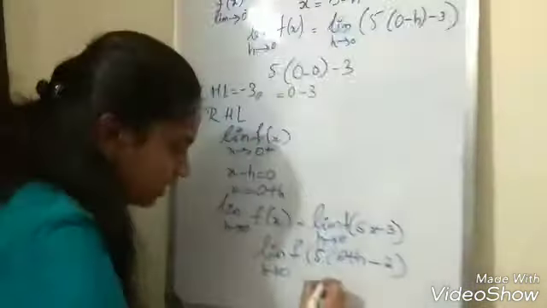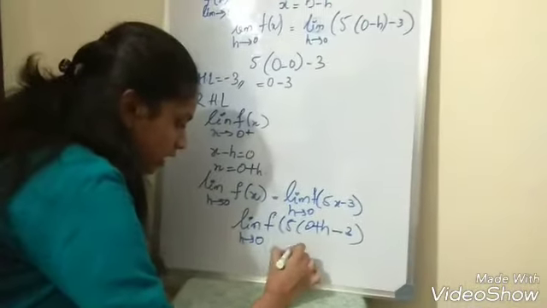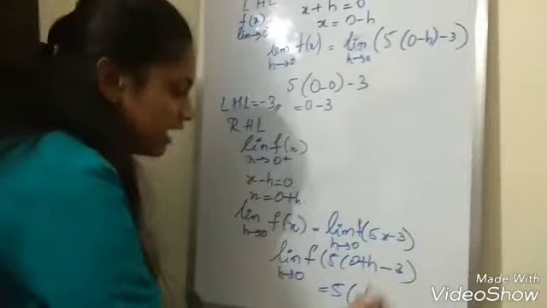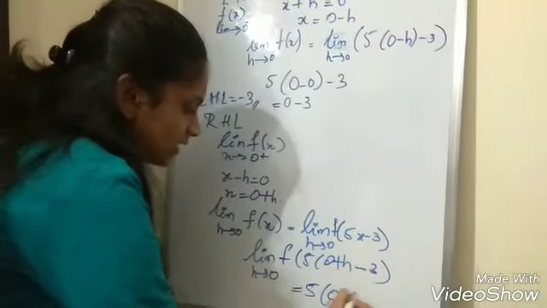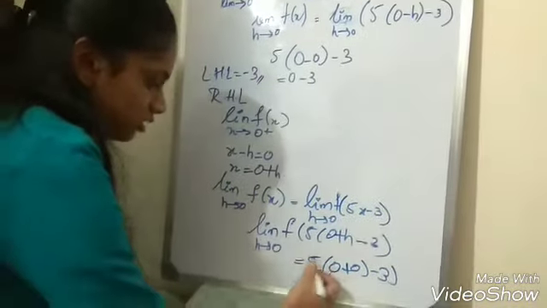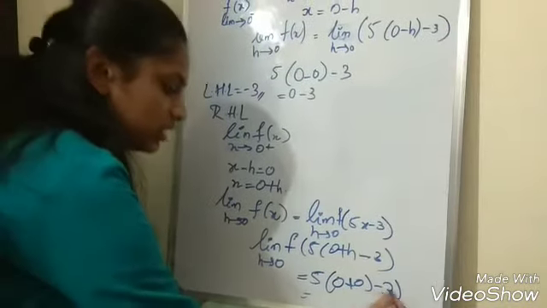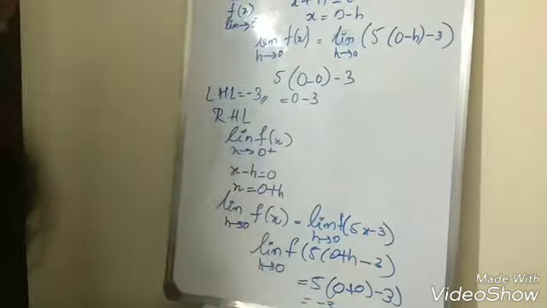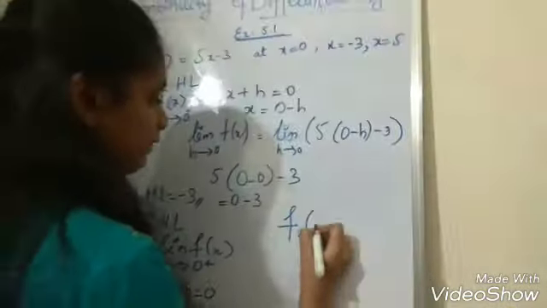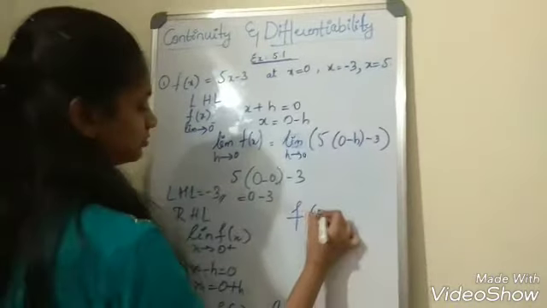Okay, then 5 into h, h is tending to 0, so you put the value of h as 0. 0 plus 0 minus 3. So this 5 into 0 is 0 and this becomes minus 3. Okay, now the third condition, we have to find f of 0.